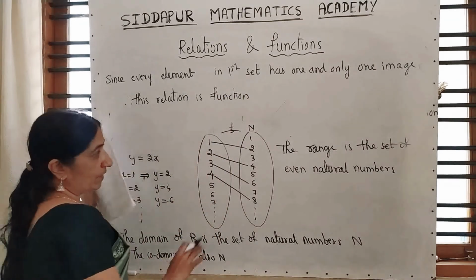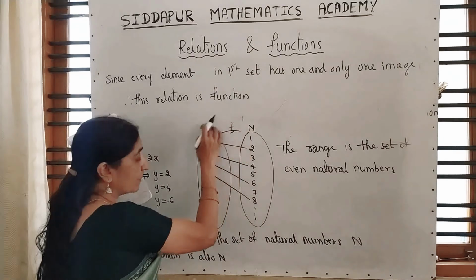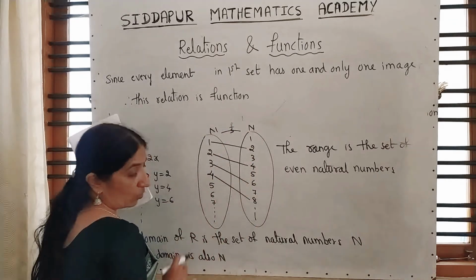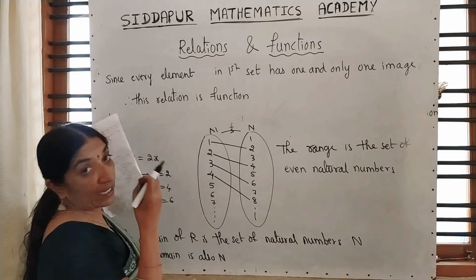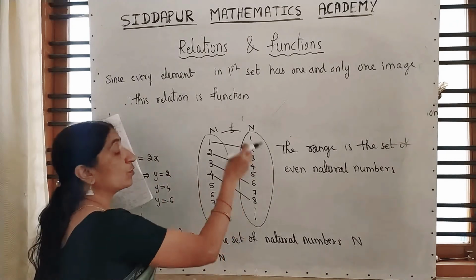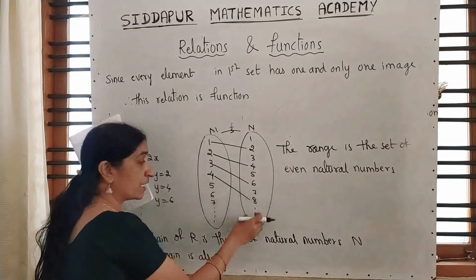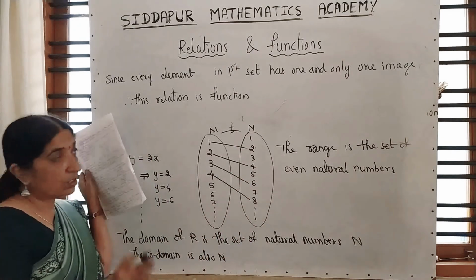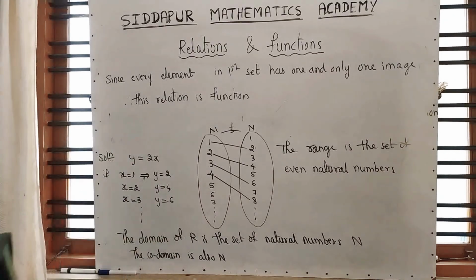Once again I am explaining. In the relation, the complete first set is called the domain. The complete second set is called the codomain. And the elements which are used in the second set, only those elements are called the range. Understood? Now moving to the next example.